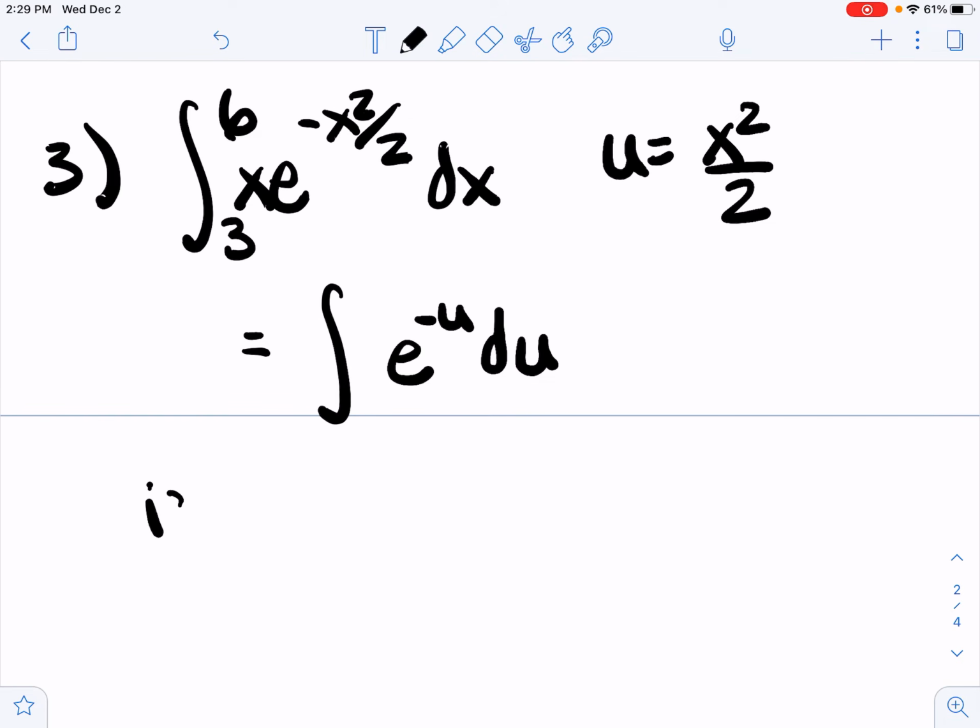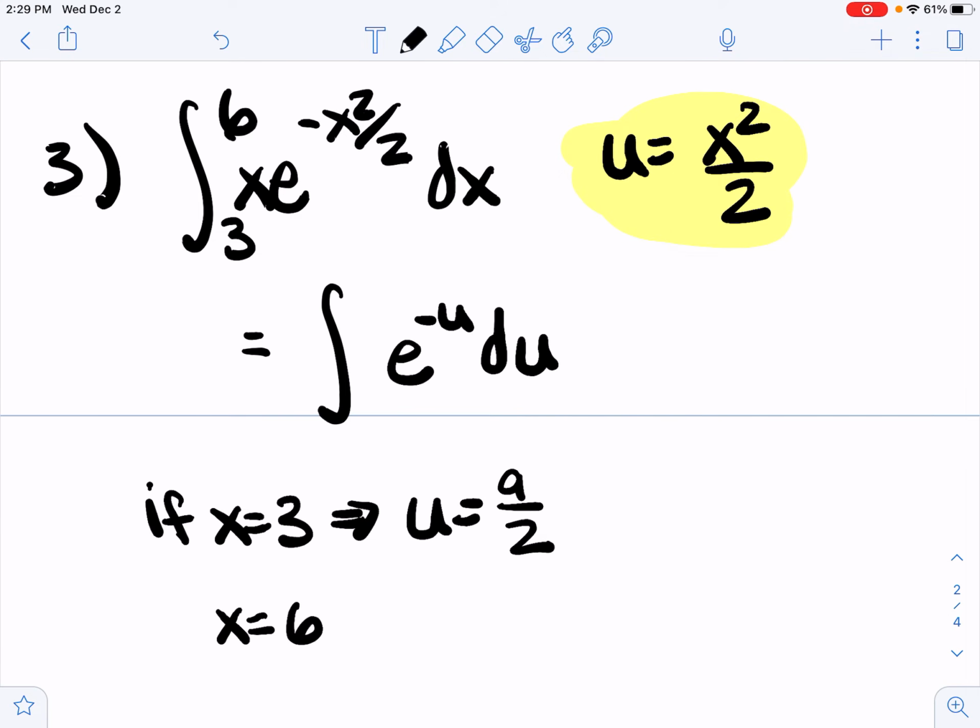We can say if x equals 3, we have a relationship between x and u, so plug into that relationship, then u equals 9 halves. And if x equals 6, then u equals 18. And so we can use those values, 9 halves and 18, as endpoints of integration that actually correspond to u instead of x. So we can change the endpoints so that they go from being endpoints in x to endpoints in u. And that would also be correct.